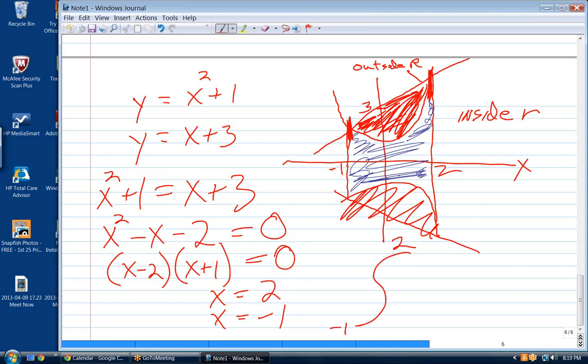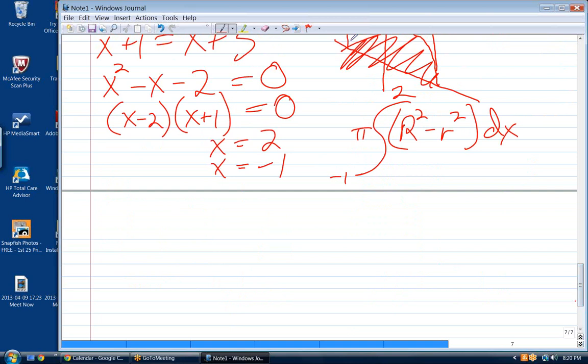What's the area of each washer? It'd be pi the larger radius squared minus pi the smaller radius squared. I can factor out the pi and put it outside, so I'm left with this dx. Okay. What's the big radius? x plus 3. And the little radius? x squared plus 1.